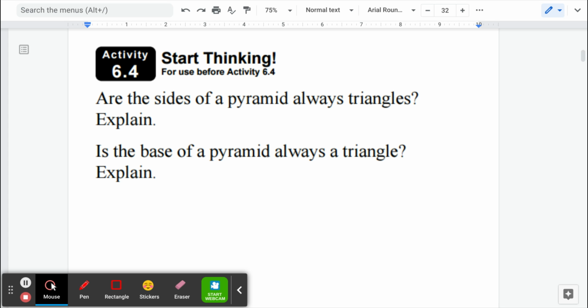Right, so you want to think to yourself here, are the sides of a pyramid always triangles? So when I look at the sides of different pyramids, are they always triangles? Explain. And is the base of a pyramid always a triangle? Explain. Go ahead and talk with your table about these two questions.